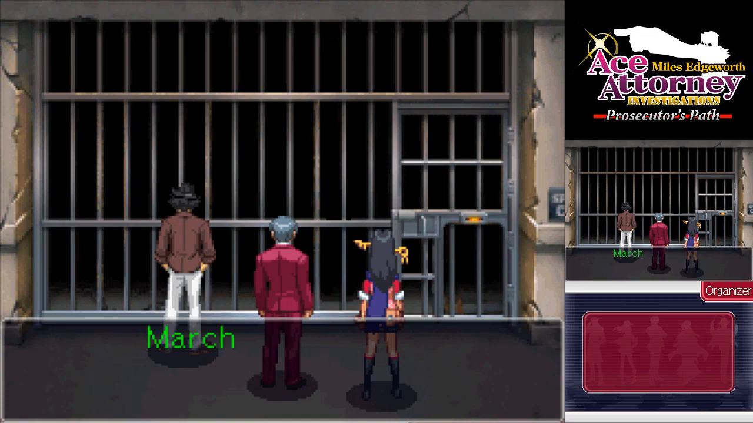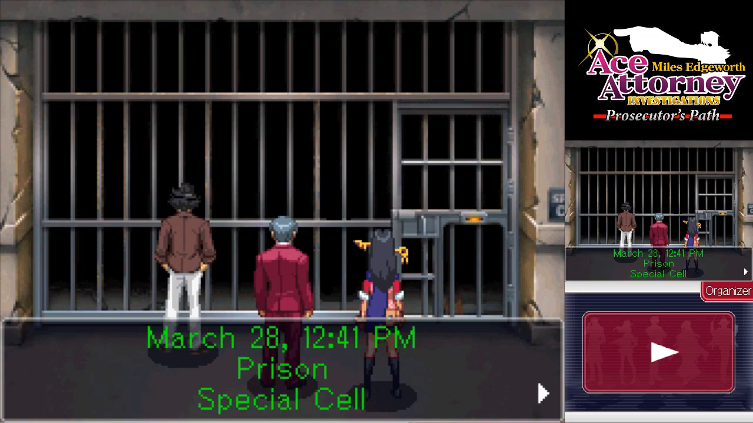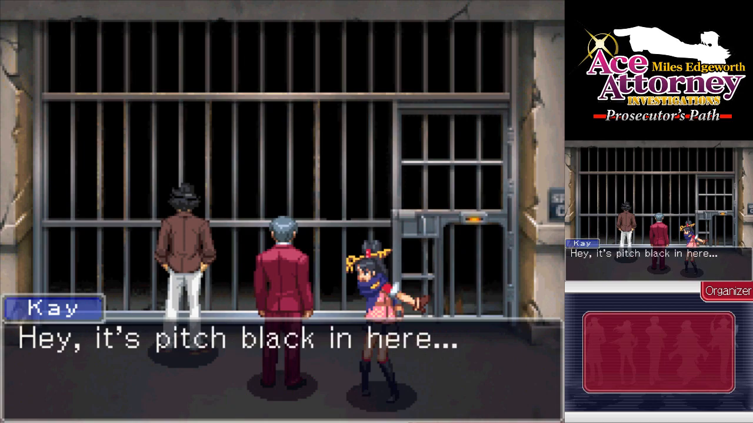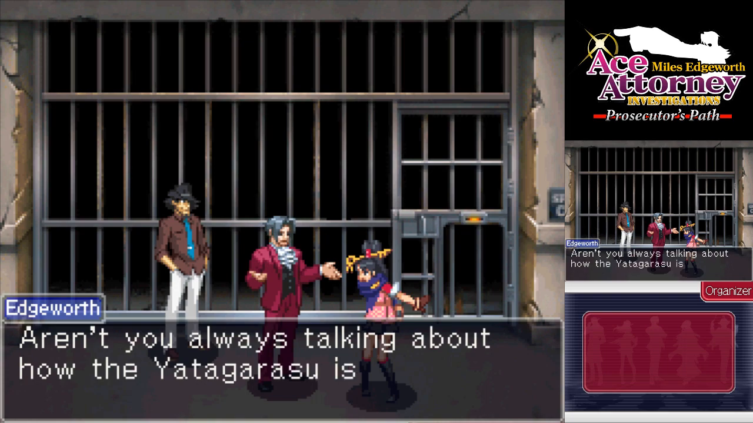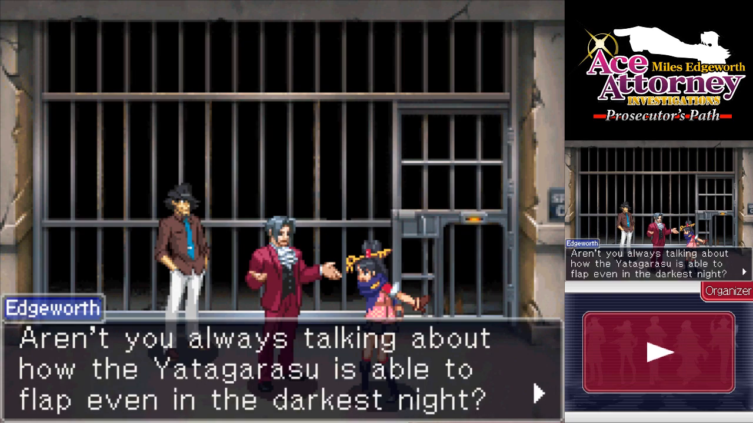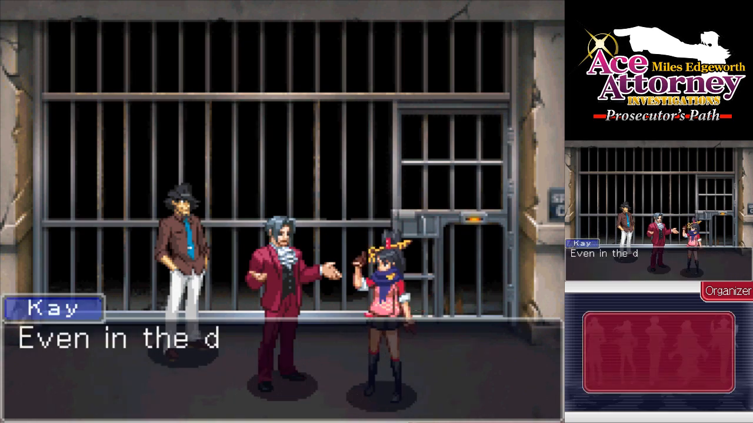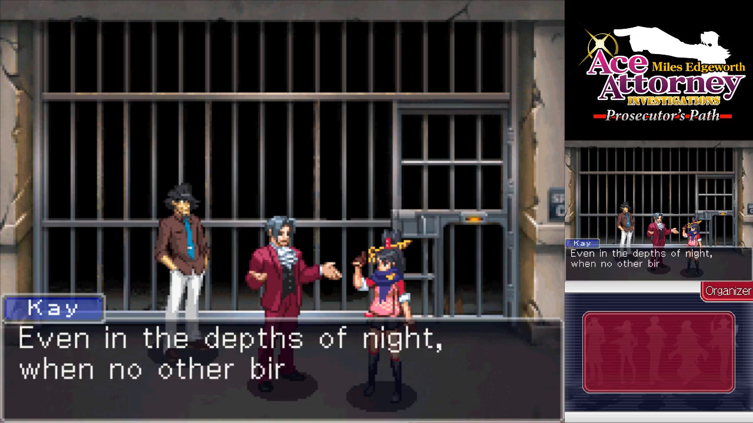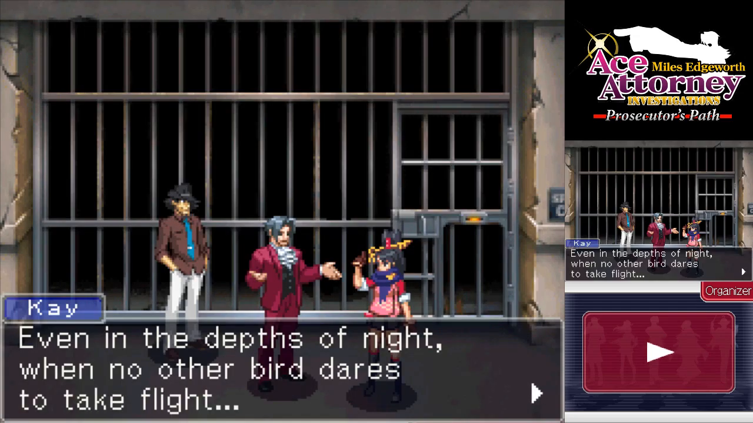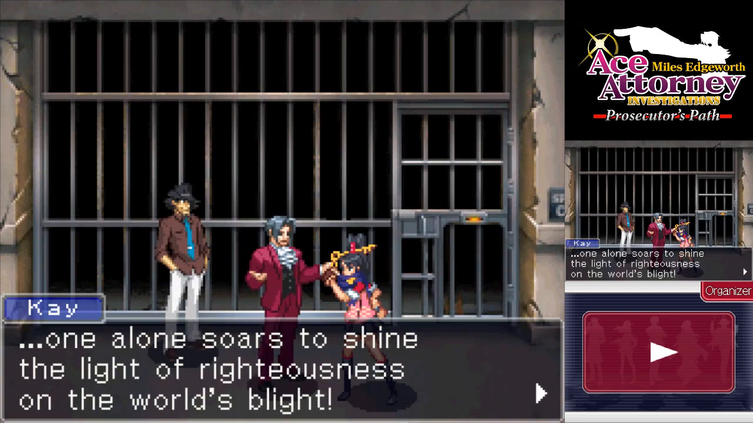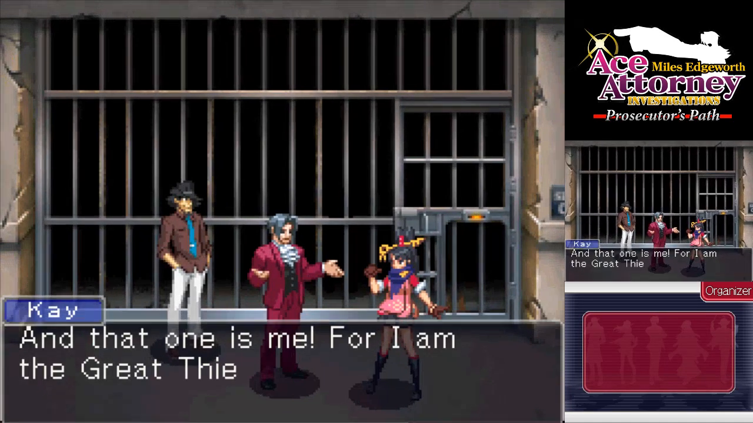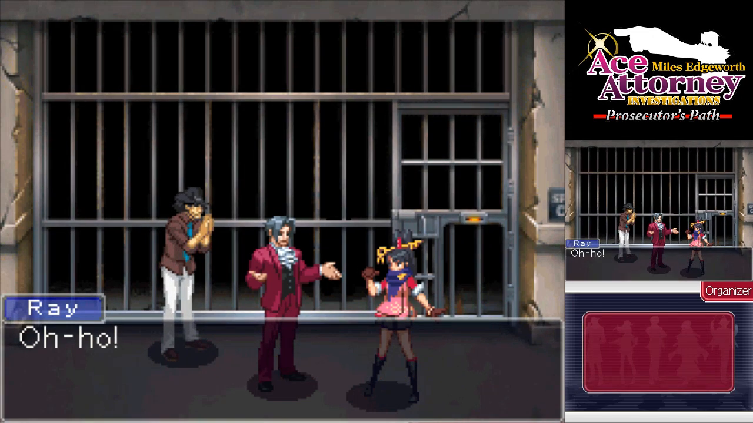I think I know who is here. March 28th, 12:41 p.m. Prison Special Cell. Hey, it's pitch black in here. I can't see a thing at all. Aren't you always talking about how the Yatagarasu is able to flap even in the darkest night? Even in the depths of night, when no other bird dares to take flight. One alone soars to shine the light of righteousness on the world's blight. And that one is me, for I am the great thief, Yatagarasu.